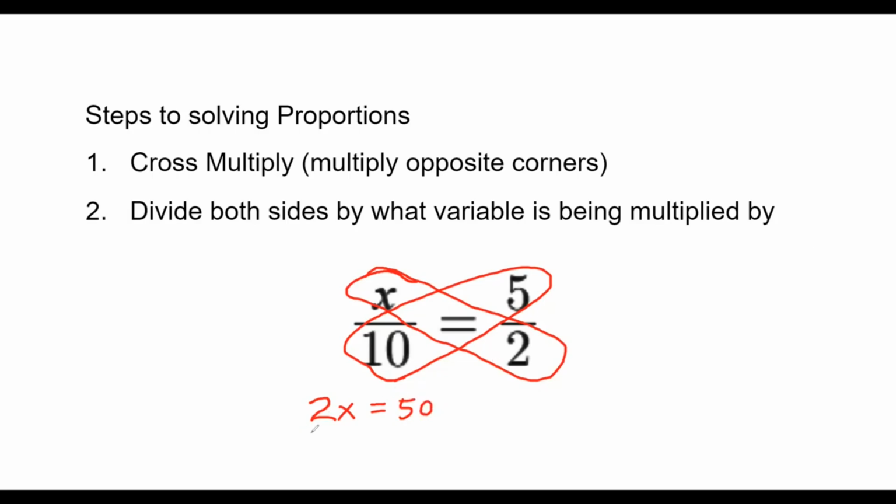Step 2 is to divide both sides by what x is being multiplied by. In this case, it's 2. So we divide both sides by 2. And we get x is equal to 50 divided by 2, which is equal to 25.